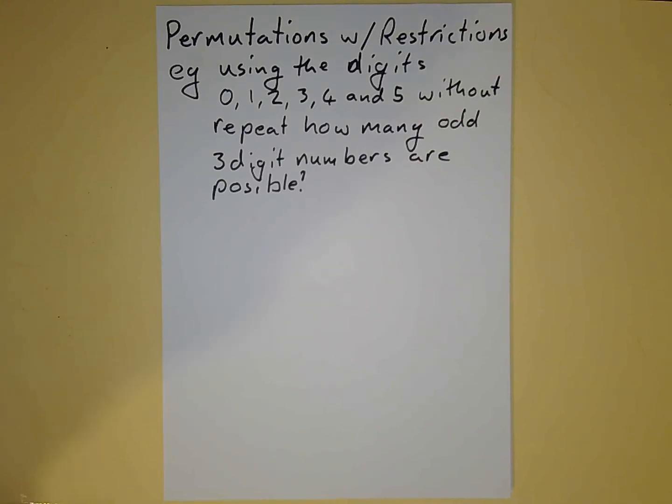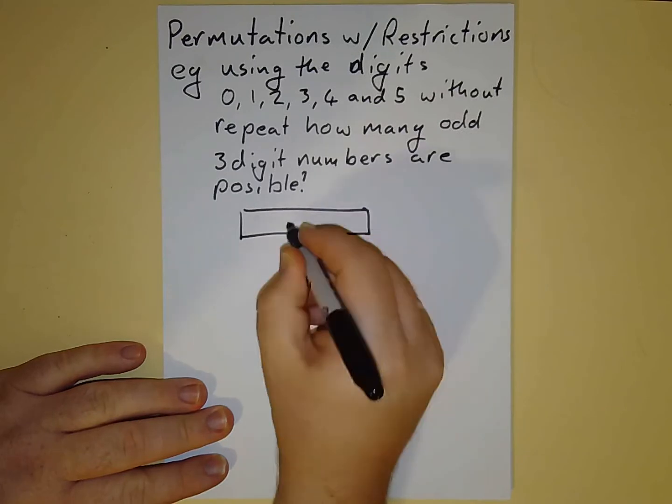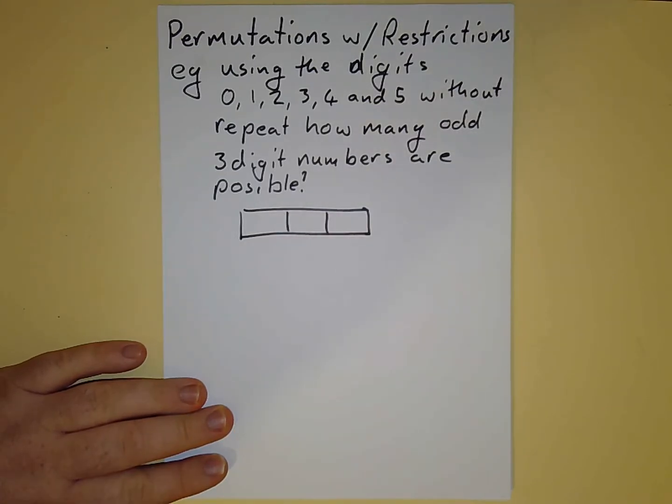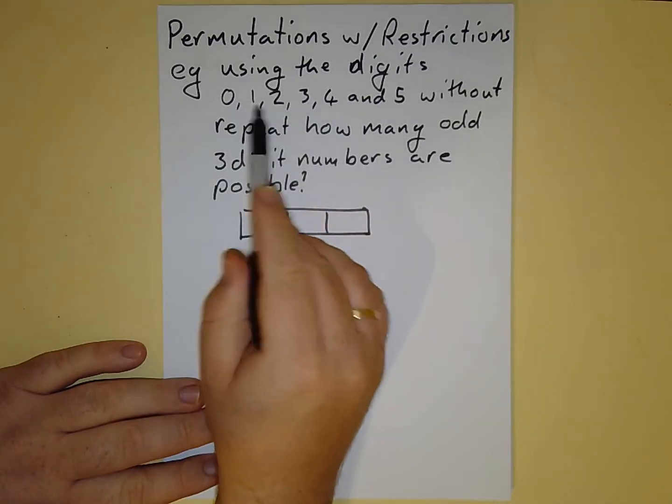All right, so what happens when we've got some restrictions on how we arrange our objects? In this one, we've got to use the digits 0, 1, 2, 3, 4, and 5 without a repeat, and how many odd 3-digit numbers are possible? So I'm going to lay this out again in my boxes. I want a 3-digit number, so I want 3 boxes there, and it's got to be odd. Well, that means the last digit has to be 1, 3, or 5.